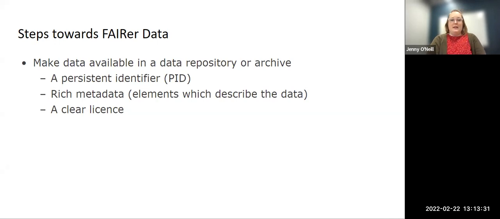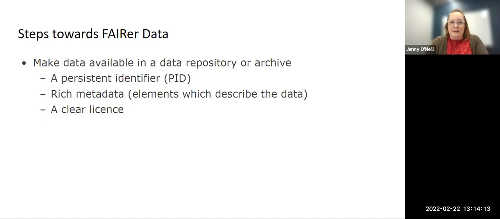And when it comes to making your data fair, these are the very basic first steps that you can take towards making your data as fair as possible. So make the data available in a data archive or repository. Add rich metadata to those data, so describe them in as much detail as you possibly can, and add a clear license to those data. So a license will tell other researchers and other members of the public what they can and can't do with those data. Most archives will have standard licenses that they will apply, or they will give you a selection of licenses and you can choose which license you would like to apply to your data.